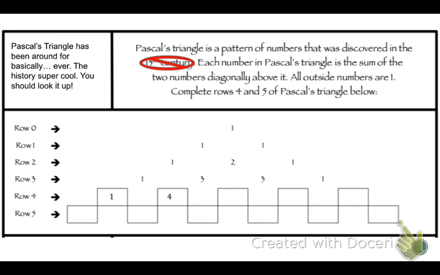So 1, 4, 3 plus 3 is 6, 3 plus 1 is 4, 1. 1 plus 4 is 5, 4 plus 6 is 10, 6 plus 4 is 10, 4 plus 1 is 5, and 1. Okay?